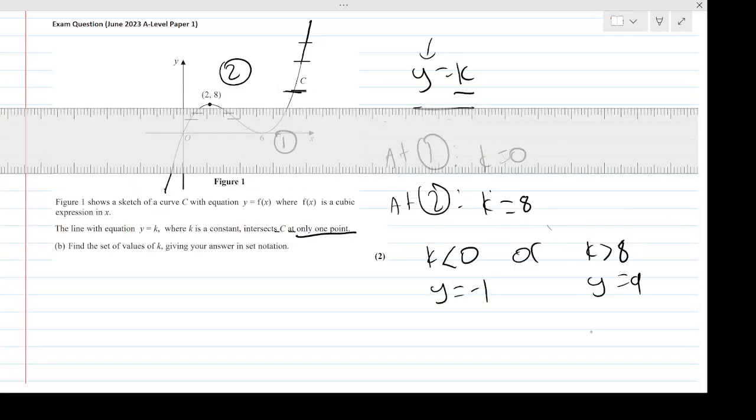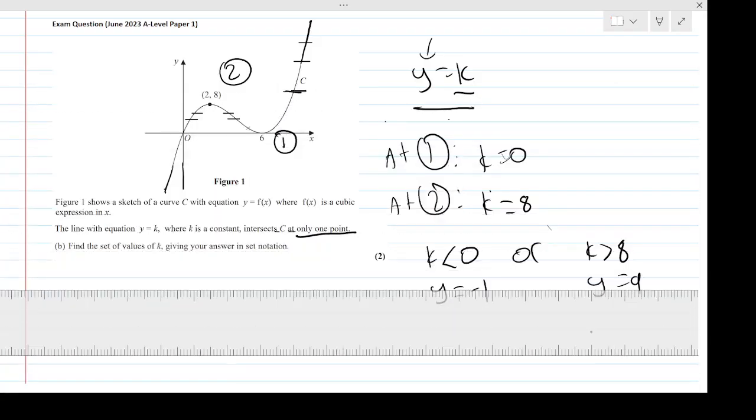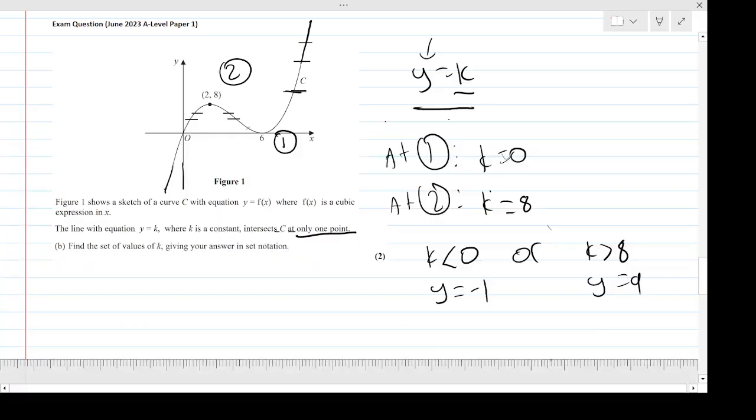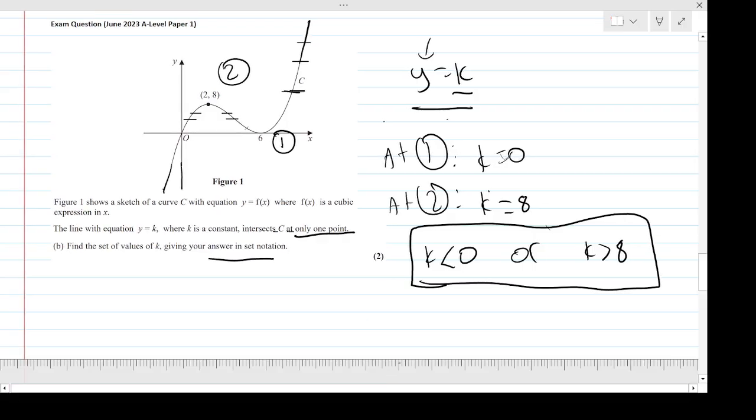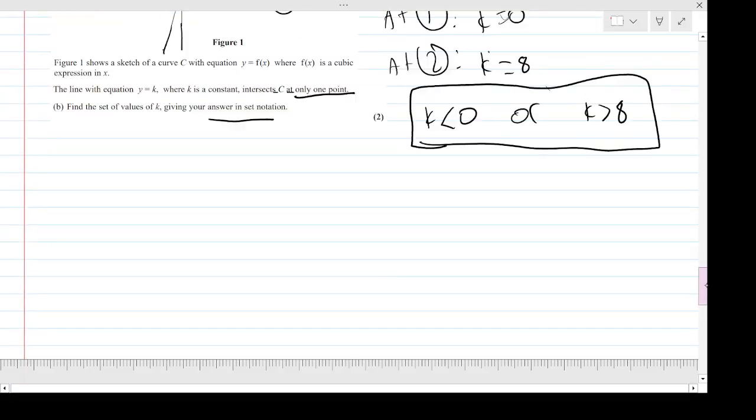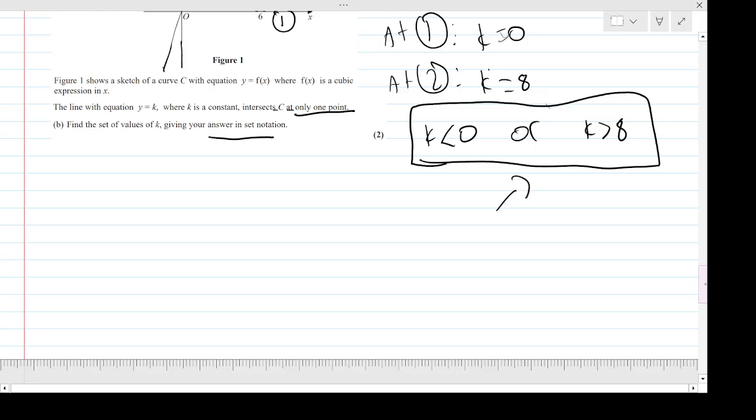Okay, so those are the values of k then. So that's our solution. So those were the range of values. Final question, final point. It says give your answer in set notation. So again, you should remember to write this inequality or set of inequalities in set notation.